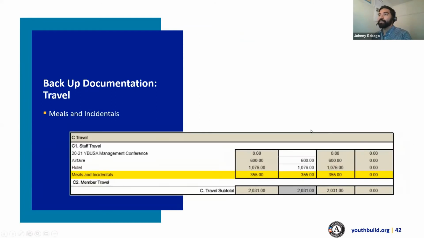Okay. Anything wrong with the meals and incidentals? In the chat box, type it in. $3.55, no receipt, and beer. Thank you, Tammy. There's beer. Anything else? What do you need for meals and incidentals when you're charging that to the grant? Any guess?